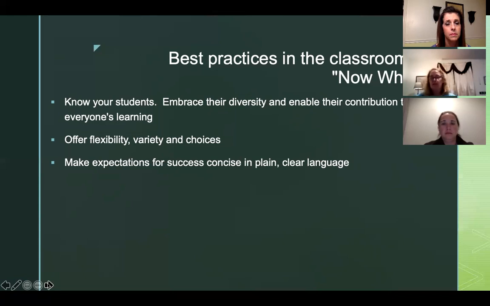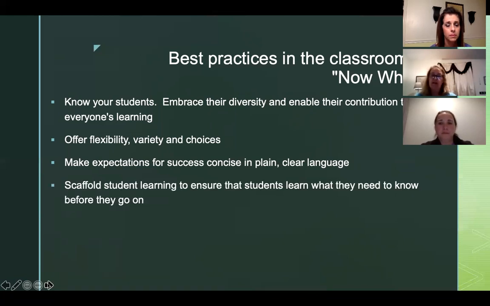Make expectations for success clear in concise, plain language. Language is a difficulty for our students. Make sure you're communicating in a way that they understand so they know what's expected. As I said earlier, scaffolding student learning. Make sure that they know what they need to know before they move on, because they have started out at a lower rung and may need some help getting to what they need to know before they move on.